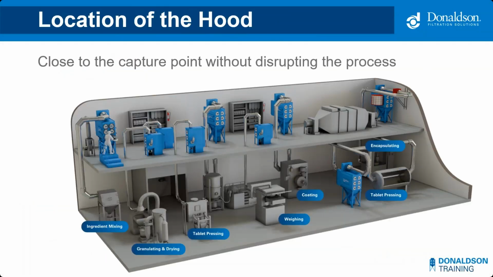All right. So in pharmaceutical applications, it's much more common to see things like what you see here in this image, where we're tying our ductwork into a piece of equipment that has an existing hood built into it. It's important that those hoods are positioned properly relative to where the contaminant is emitted to be most effective. And we want to minimize the air volume. The hood should be close to the capture point, but we don't want it so close that it's disrupting the process or pulling good material.